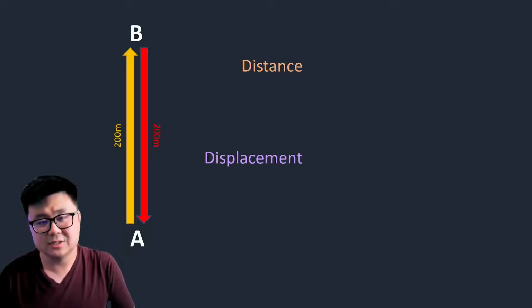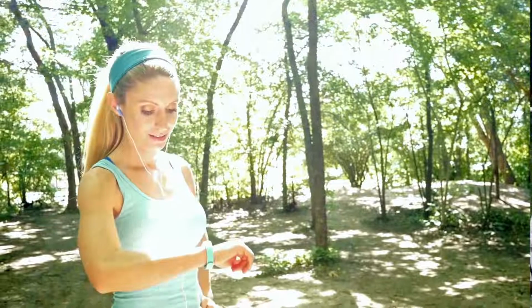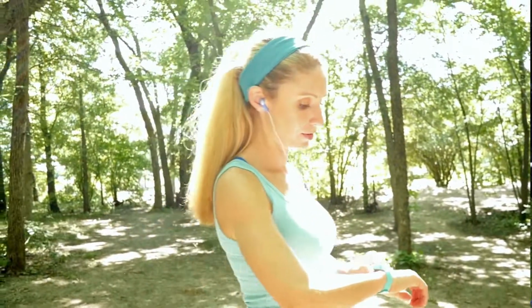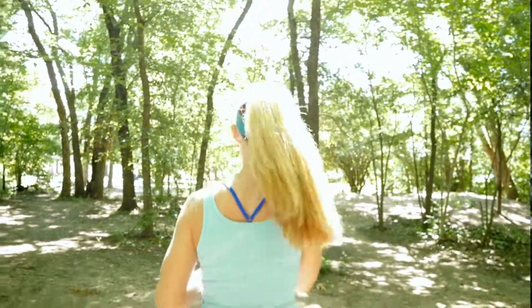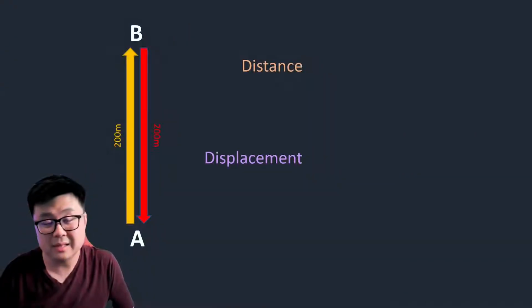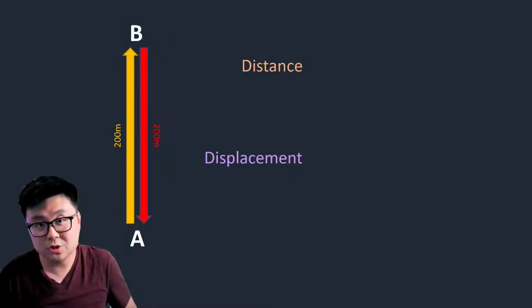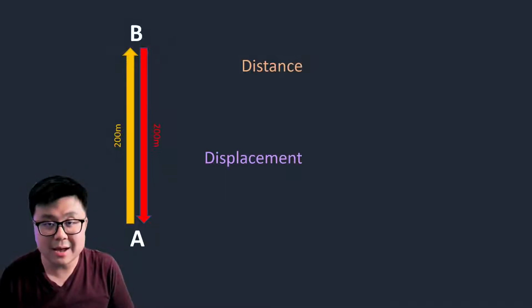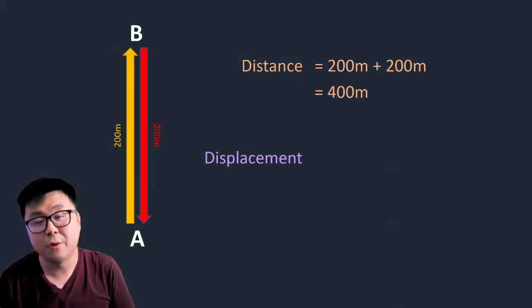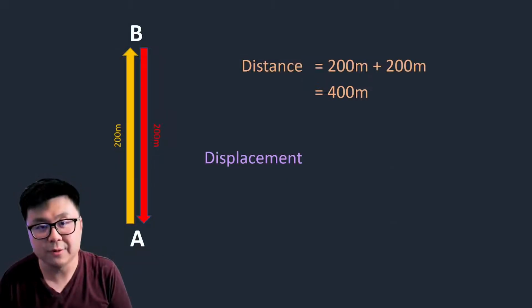For the distance, it's quite simple. Just pretend that you're wearing a tracking watch or something that tracks the steps or the distance you've covered. Does it matter if you're walking up, left, right, or down? No. Distance is distance. So you walk 200 meters up, and then you walk 200 meters down. 200 plus 200 is 400 meters of total distance you covered.